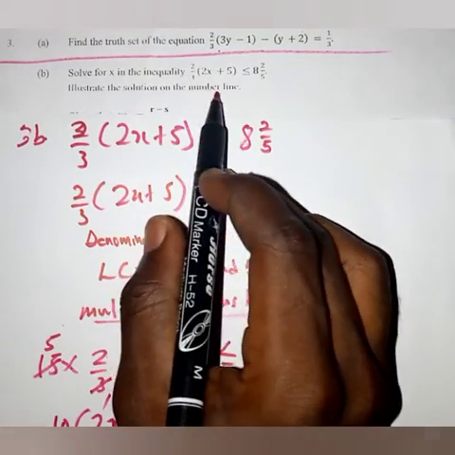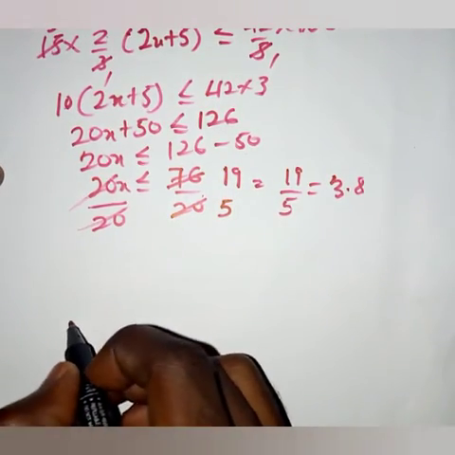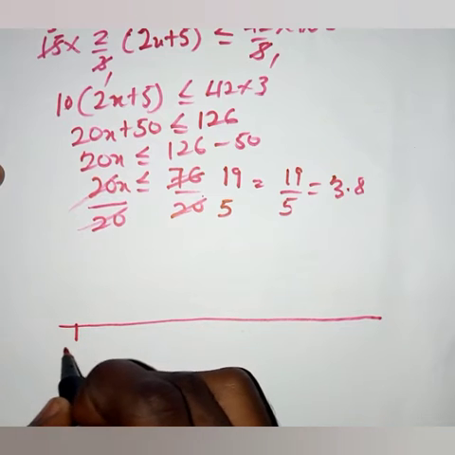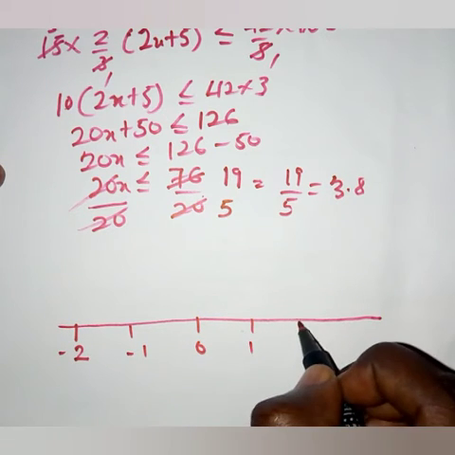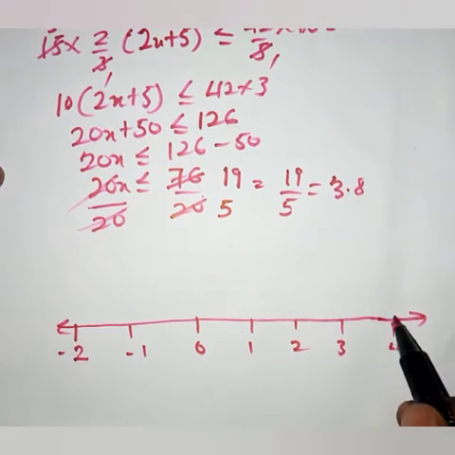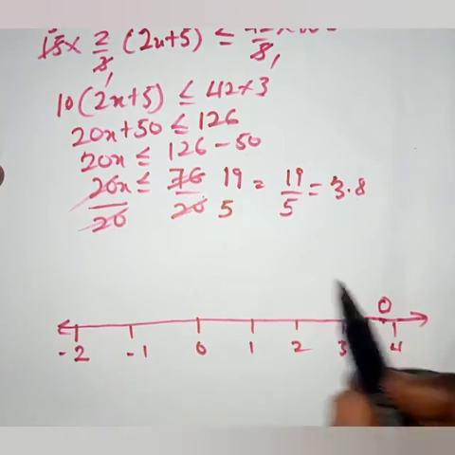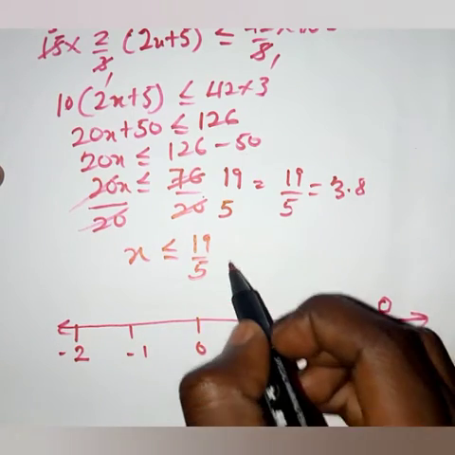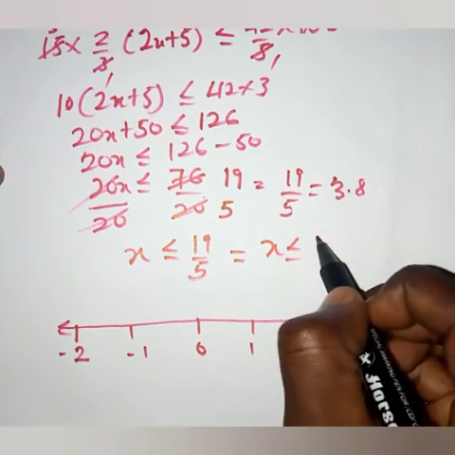Now the question says we should illustrate the solution on the number line. So we have a number line here. So for the number line, we have our normal line, and it is around 3.8. So let's say negative 2, negative 1 here, 0, 1, 2, 3, let's say 4, and it goes on in that manner. So 3.8, let's say 5 is here, so it needs to be somewhere here. And so therefore x is less or equal to 19 over 5, which is the same as 3.8.